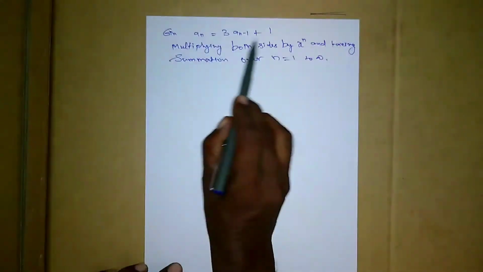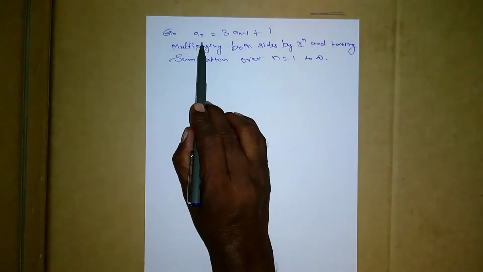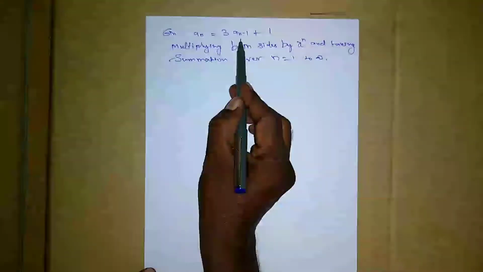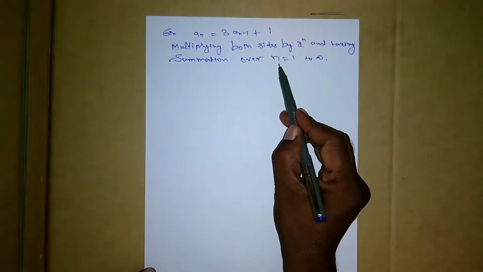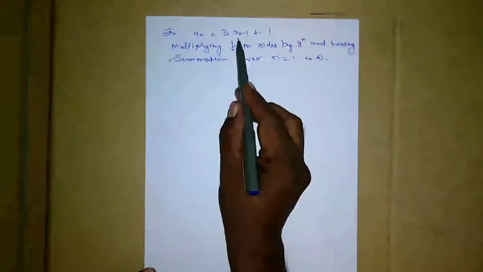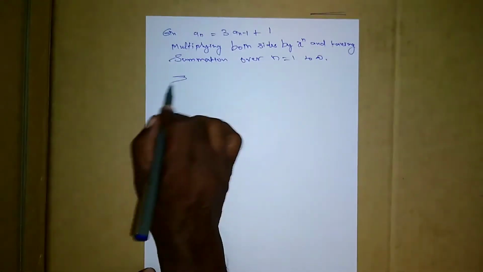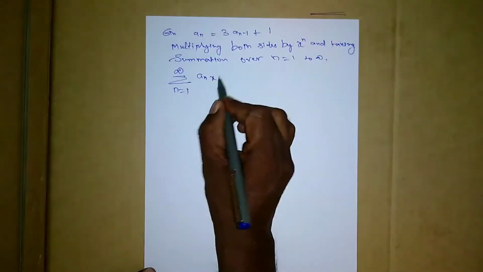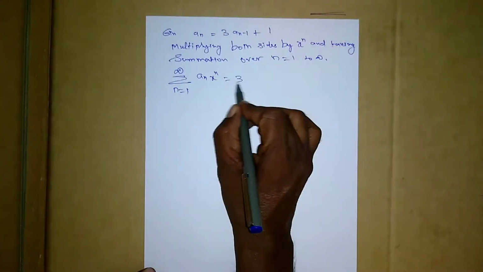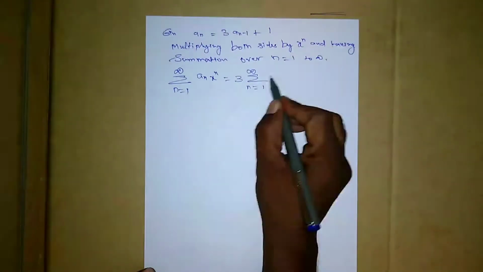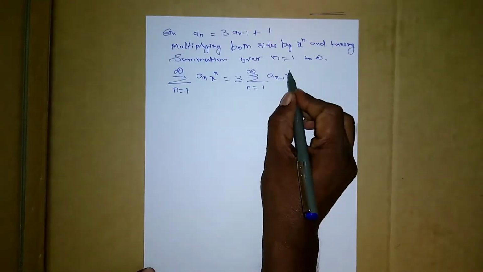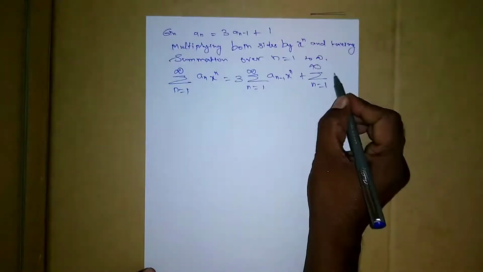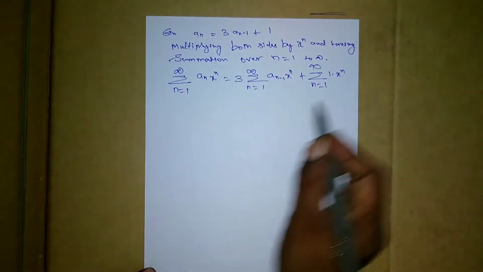Suppose the equation started from n itself, we could start from n = 0 to infinity. Since a_{n-1} is there, we put n = 1 to infinity, which gives the minimum value a_0. Therefore summation n = 1 to infinity a_n x^n = 3 into summation n = 1 to infinity a_{n-1} x^n + summation n = 1 to infinity 1 into x^n.